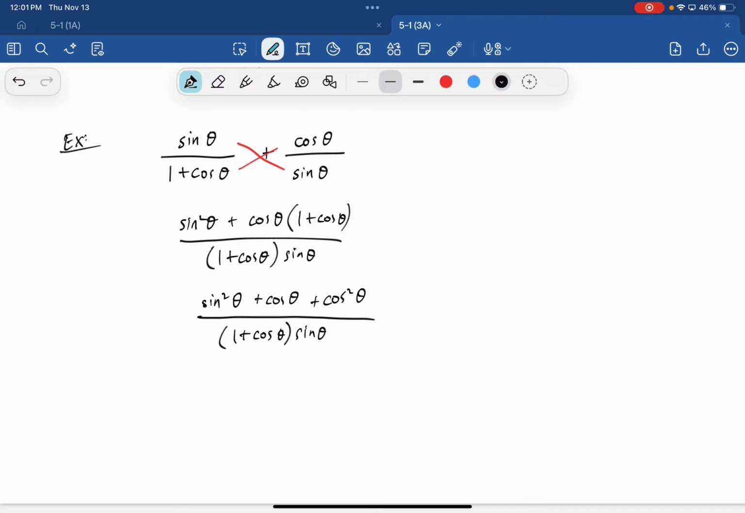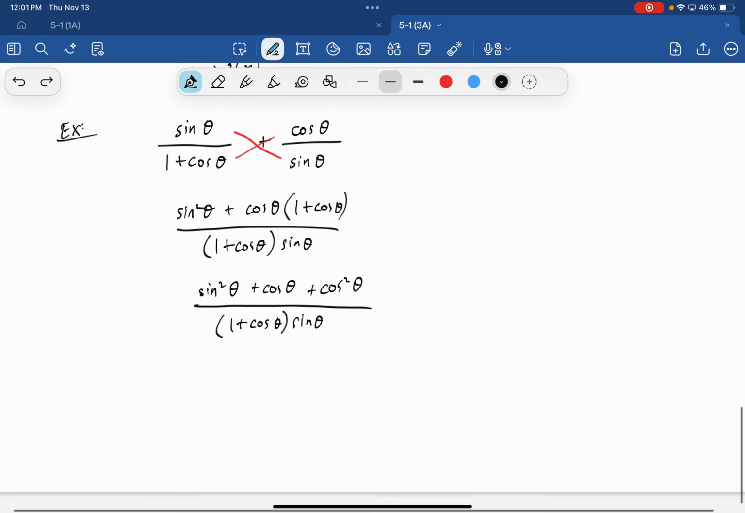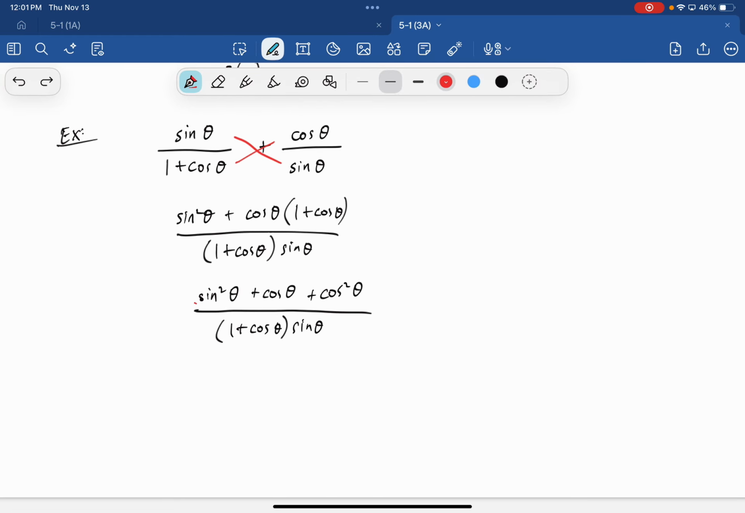Okay. The reason I know that I want to expand the top but not the bottom is because I know that if I expand the top, I'm going to be able to simplify. The reason is that expanding will give me that cosine squared that I really want, right? Because if I have a sine squared here, I really want to have a cosine squared as well, because that will collapse into a 1 by the Pythagorean identity, which is exactly what I'm going to do. So the sine squared and the cosine squared, if they're added together, that's just going to give me 1, right? So it's going to be 1 plus cosine theta over 1 plus cosine theta times sine theta.